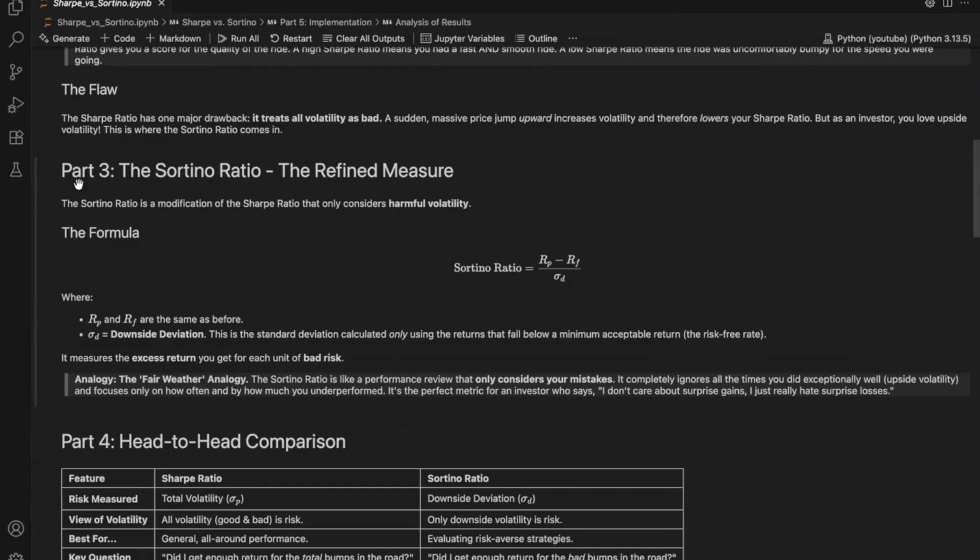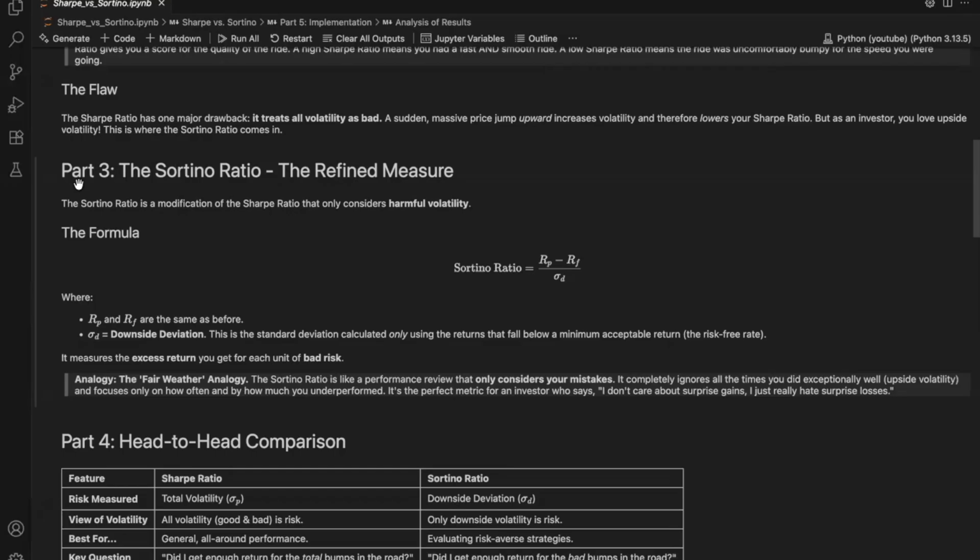The Sortino ratio is a smarter version of the Sharpe that only focuses on harmful volatility. The formula is almost identical, but instead of dividing by total volatility, we divide by downside deviation. This is the key difference. Downside deviation is just the standard deviation of the negative returns. It completely ignores the returns that were positive.